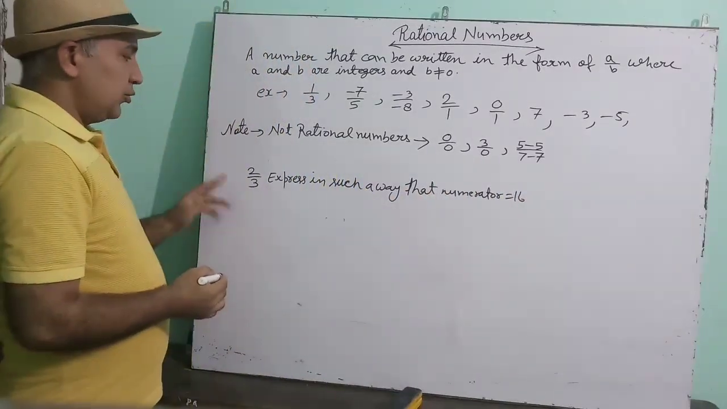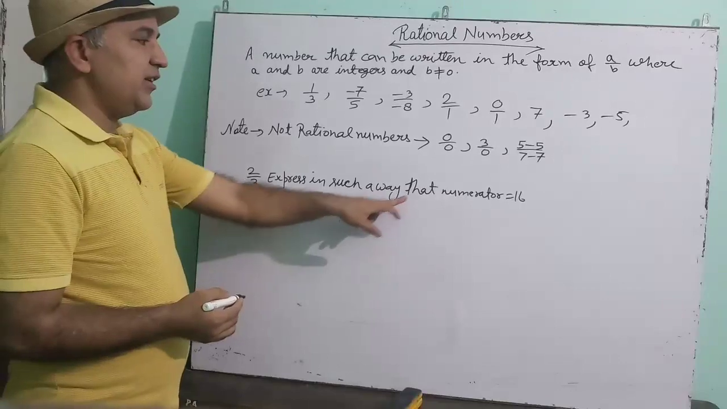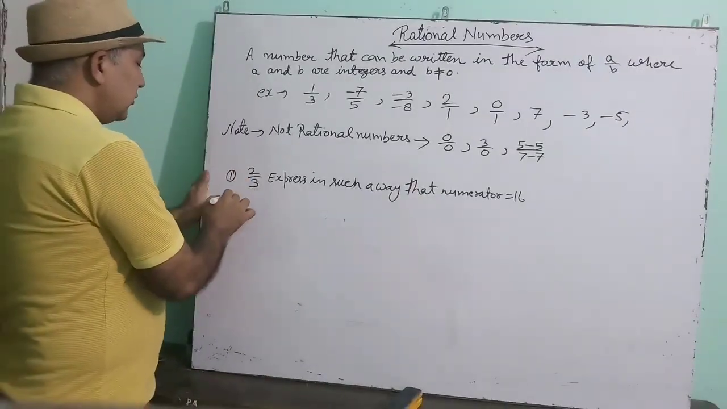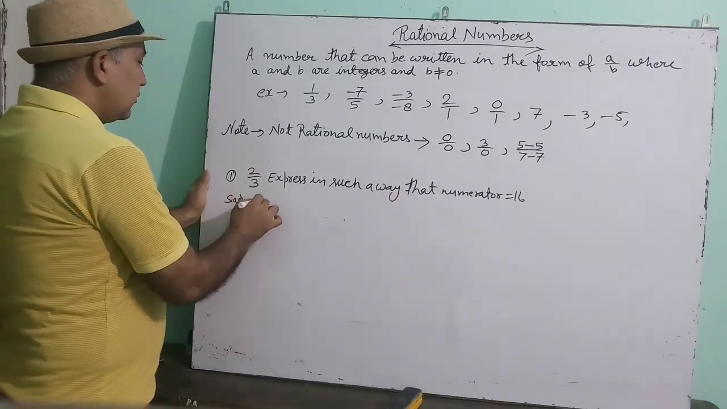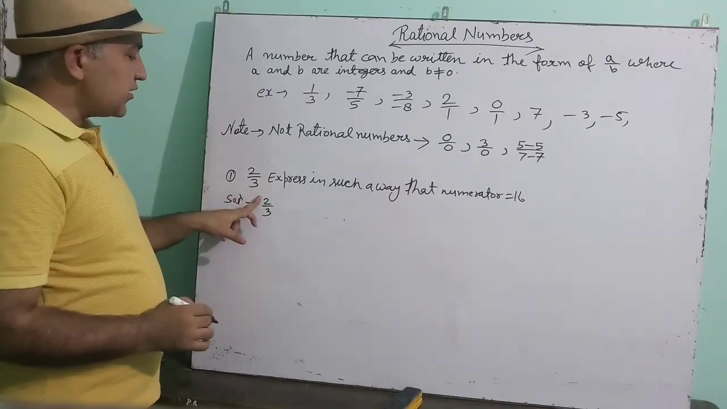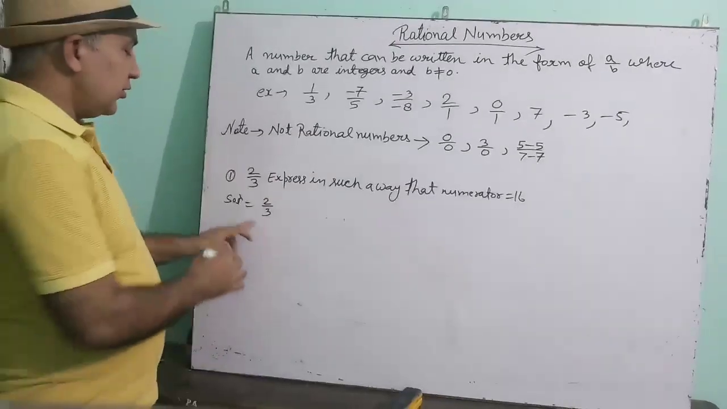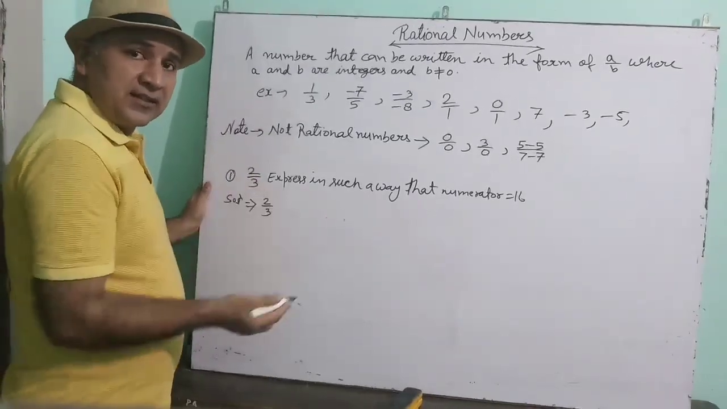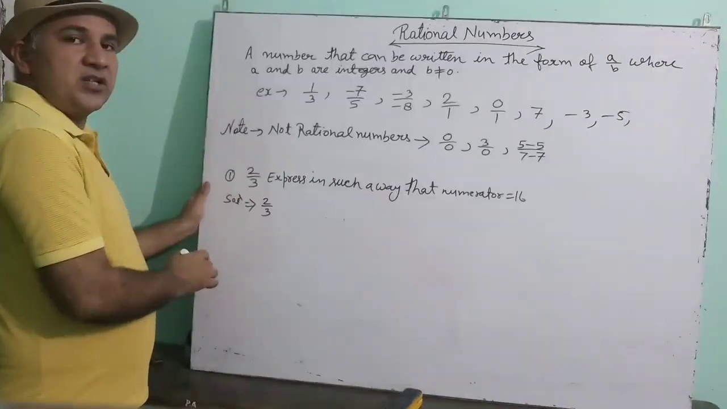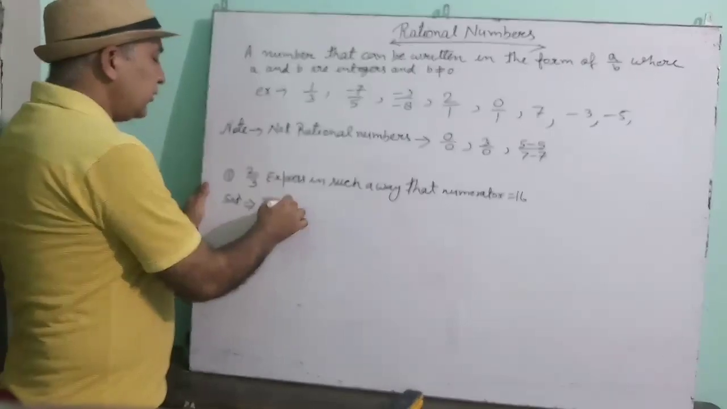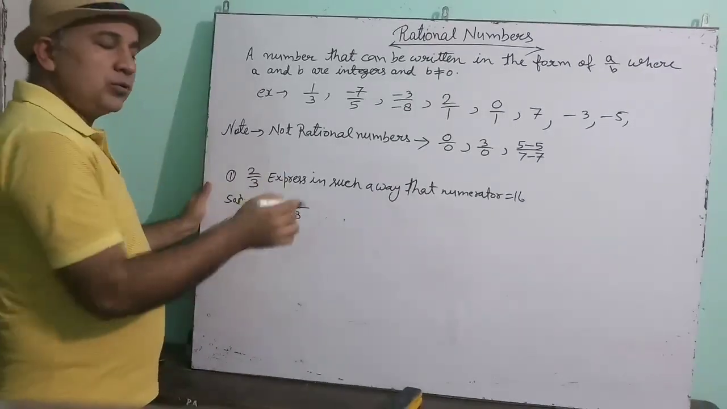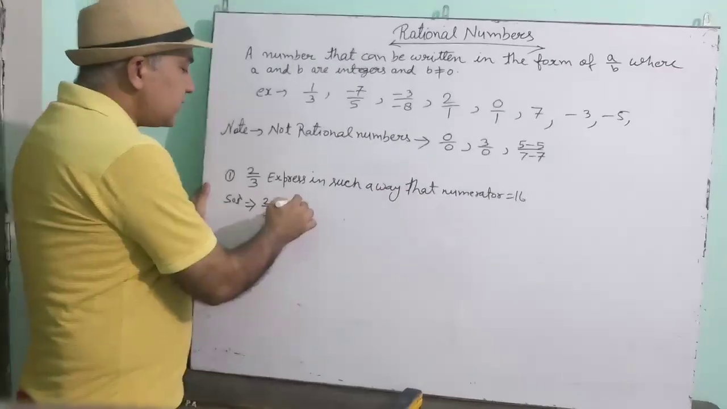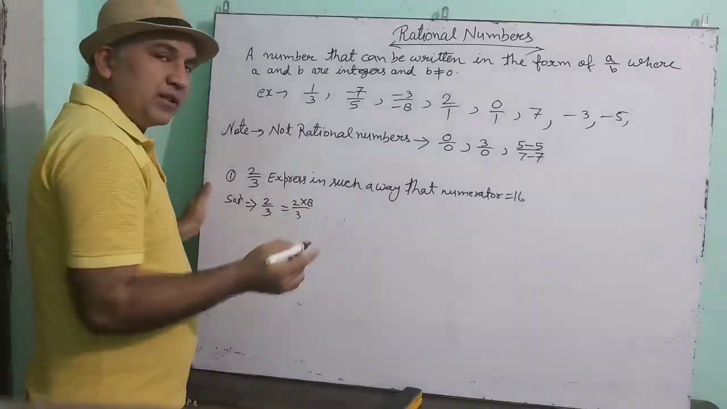See this one. 2 by 3 expressed in such a way that numerator is 16. That means here 2 is the numerator, 3 is the denominator. You have to express this number in such a way that numerator should be 16. Now you have to think how will you make 2 into 16? When 2 is multiplied by 8, then it will become 16.